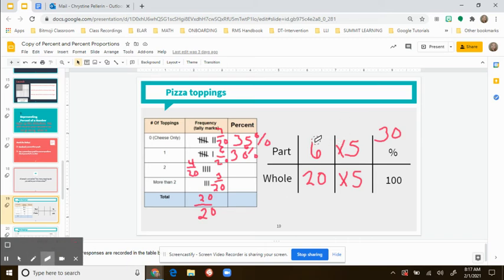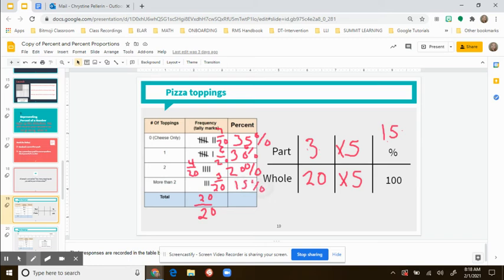Okay, and go to the next one. And I'm going to keep it as times 5, because 20 is at the bottom of all of my numbers. So my next one would be 4/20. What's 4 times 5? 20. 20%. And 3/20. 15%.